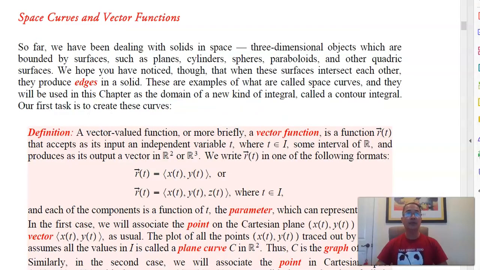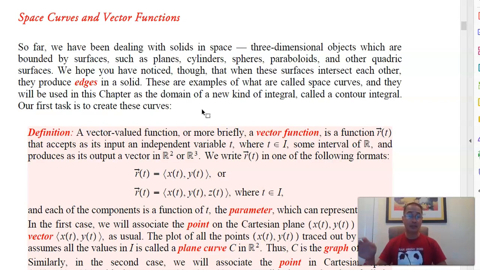Let's start with our new object, what are called space curves. And to create a space curve, we're going to need vector functions. As the word implies, a curve. We have actually seen these when we constructed our solids in chapter 3. Whenever 2 surfaces meet, we get something that you might call an edge. Some of these edges are curved. So in general, we're going to call these space curves.